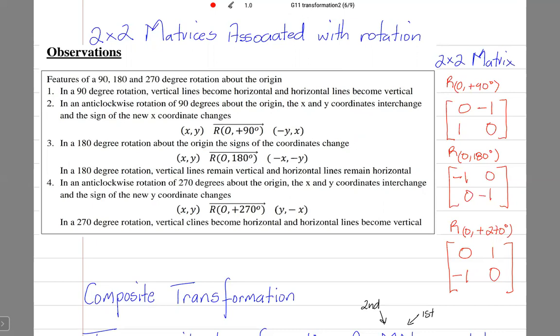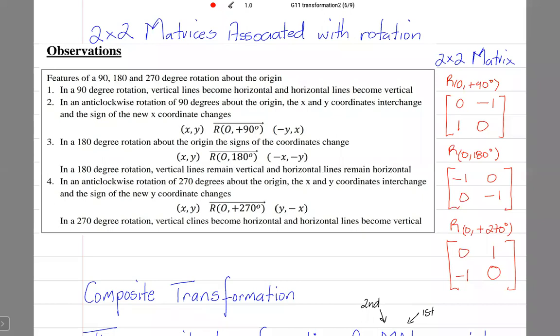All right, let's pause here because I want to see if you could, based on your knowledge of what happens in these different types of rotation, come up with the matrices on your own.